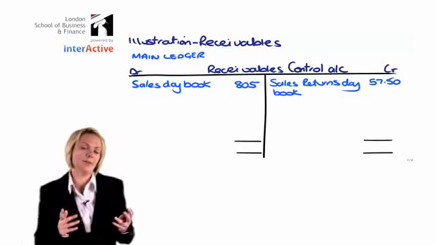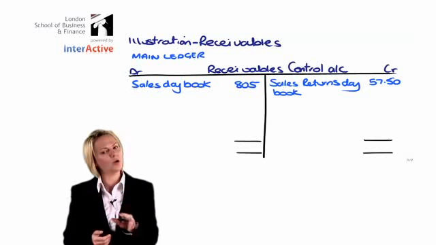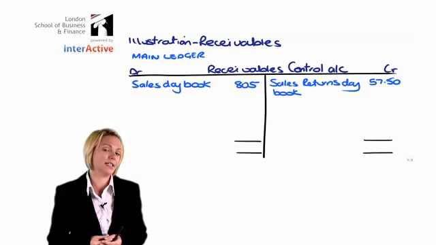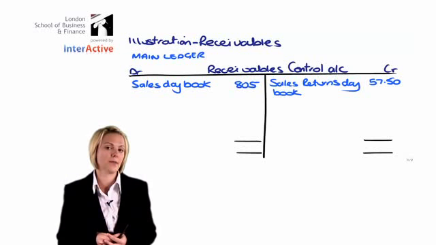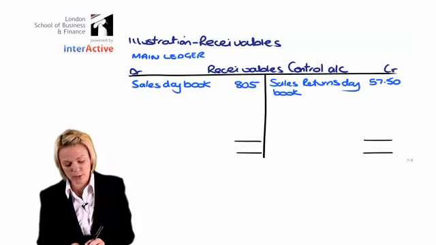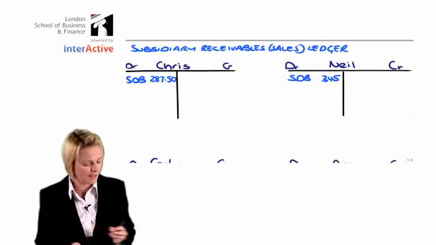And that's going to reduce the amount overall our customers owe to us. I'm not going to worry about the debit entries. Like I say, the focus of this is really the effect on receivables and payables. Now, we've put the credit in the control account. We must also put the credit into customer Chris's account. There we have it.